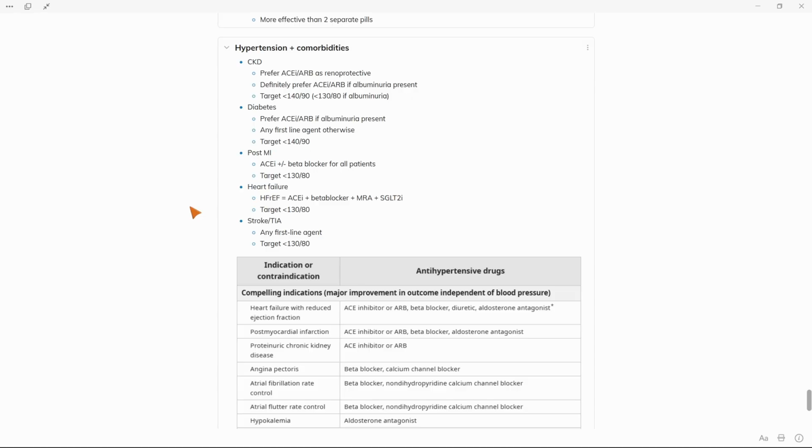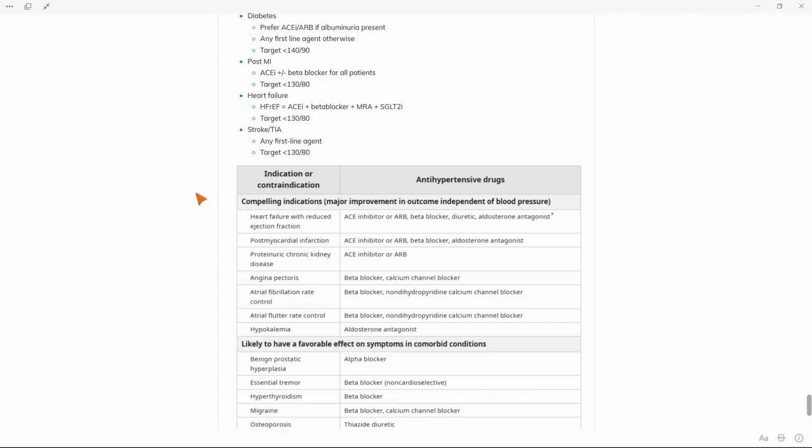If the patient has diabetes, then we prefer ACE inhibitor and ARB, mainly for renal protection effects, because we know diabetes is a significant risk factor for the development of chronic kidney disease. If they have albuminuria, then again, we definitely prefer an ACE inhibitor or an ARB. The target for diabetes will be less than 140/90, though you can aim for a lower blood pressure target if the patient tolerates it. Post myocardial infarction, every patient will be on an ACE inhibitor or an ARB plus or minus a beta blocker. And the target for cardiovascular disease with hypertension is less than 130/80.